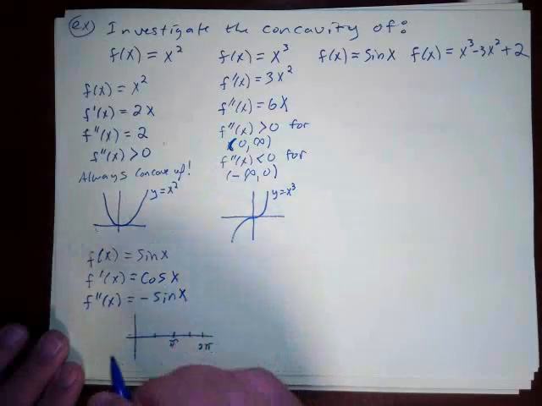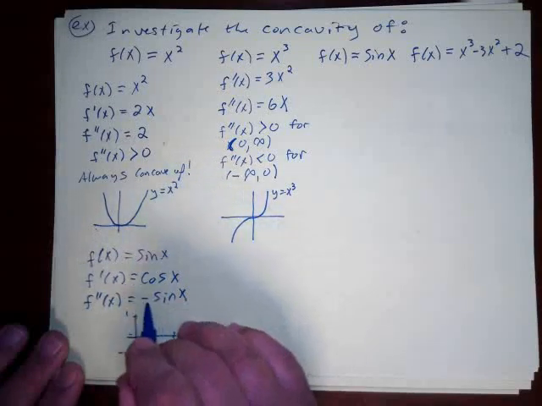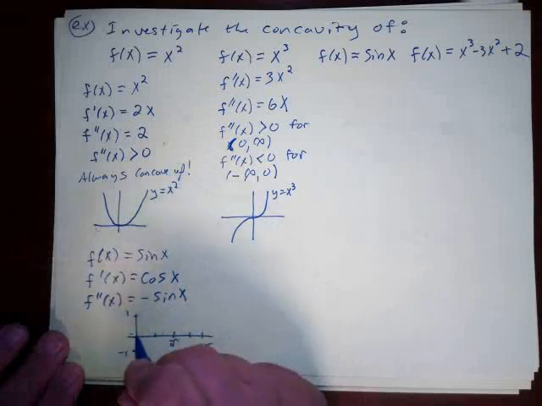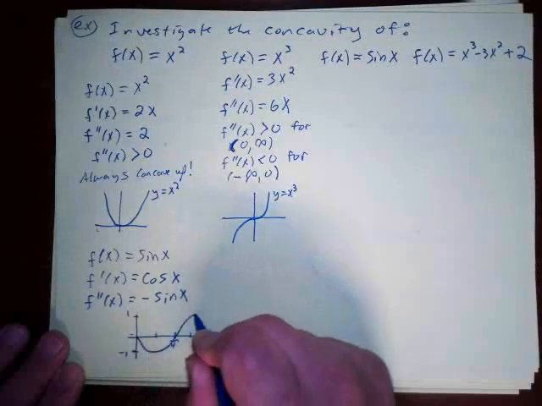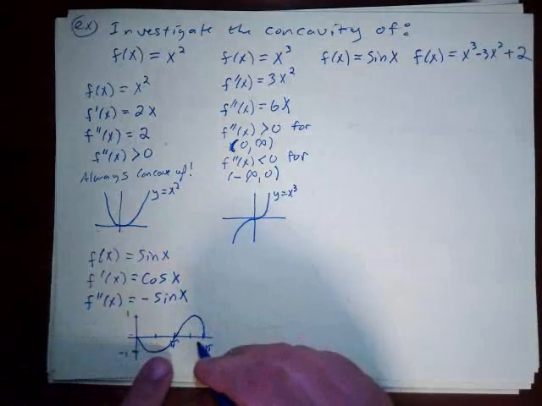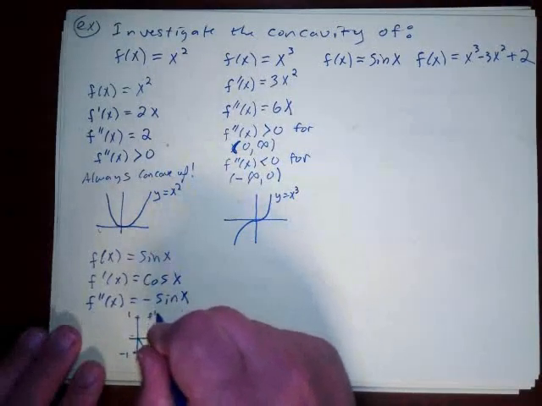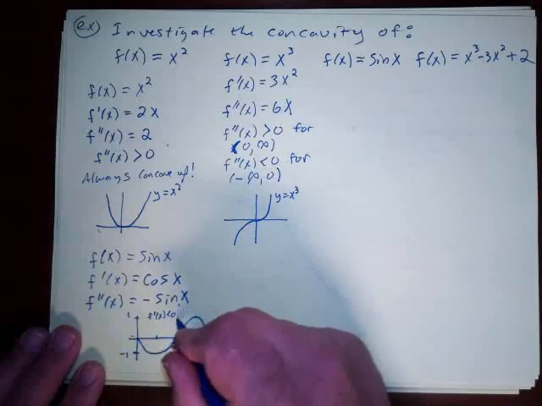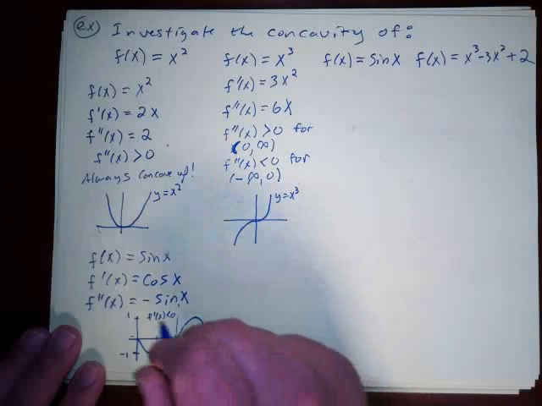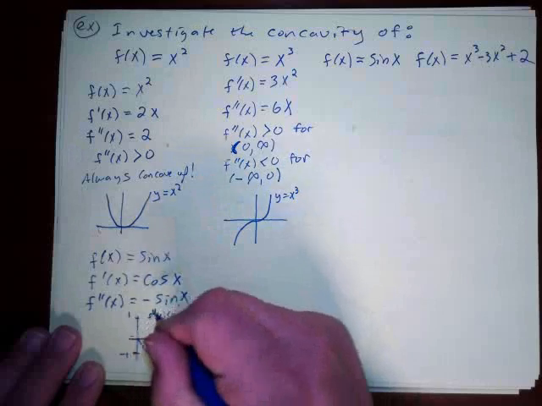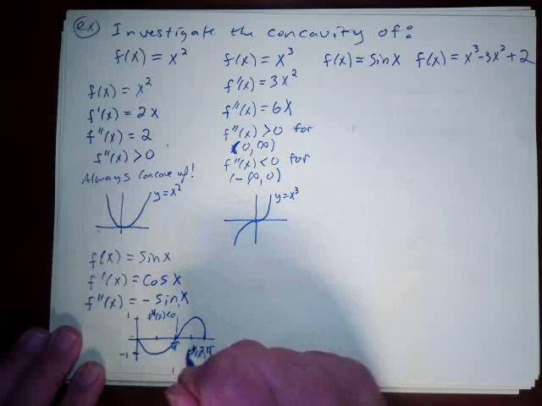So this is the sine of x. So this is -1, this is 1. And it's the opposite of sine of x. So it's going to start at 0 and go down, and then back up, and then up, and then back down. So notice the second derivative is negative here, right? And over here f double prime of x is greater than 0.